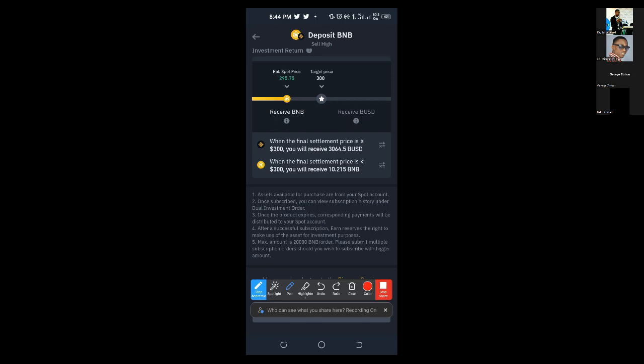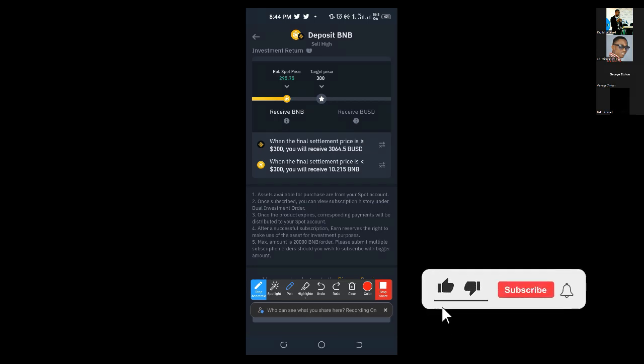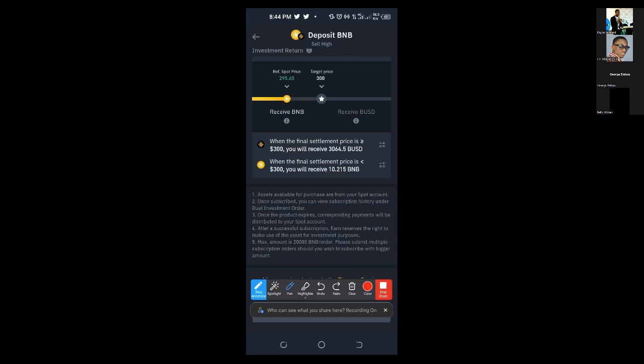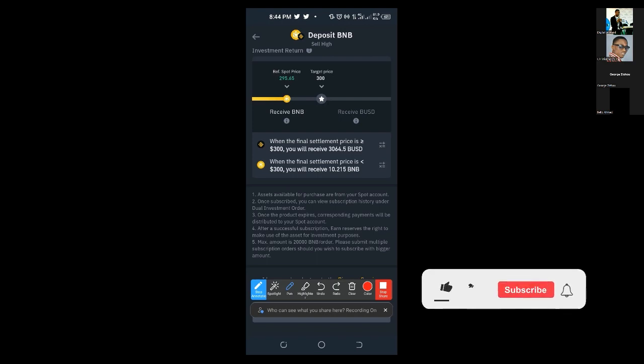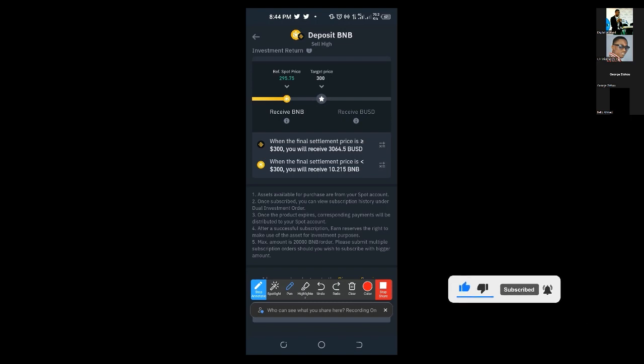Then when the final price is less than $300 on the 20th of May, which is our settlement date, you will receive 10 BNB. Remember, we've added 10 BNB, right? So the 0.215 becomes your interest. That is the interest you are earning for investing 10 BNB here in 7 days. From today till the 20th will be 7 days, all right?